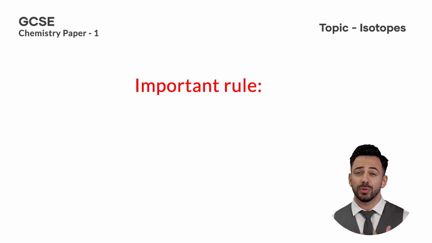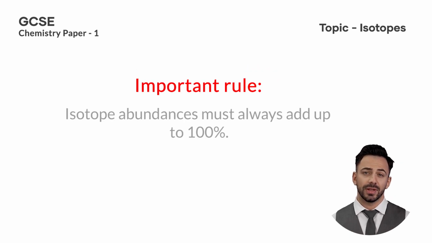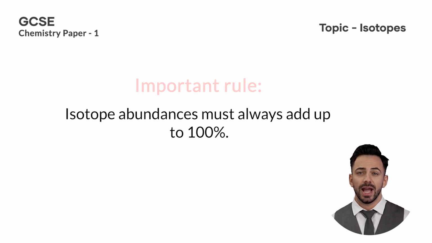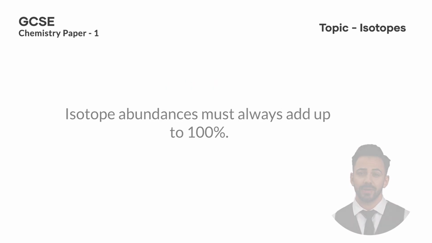One important rule to remember. In any table, isotope abundances must always add up to 100%.